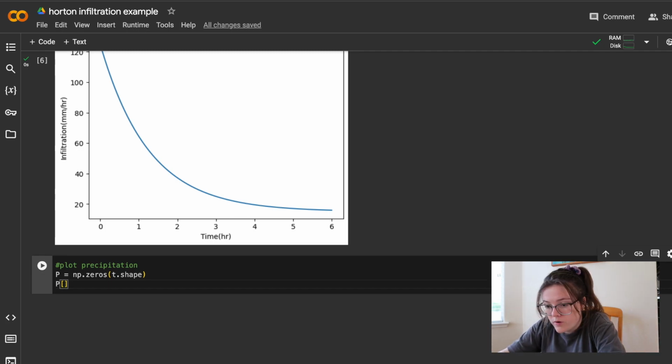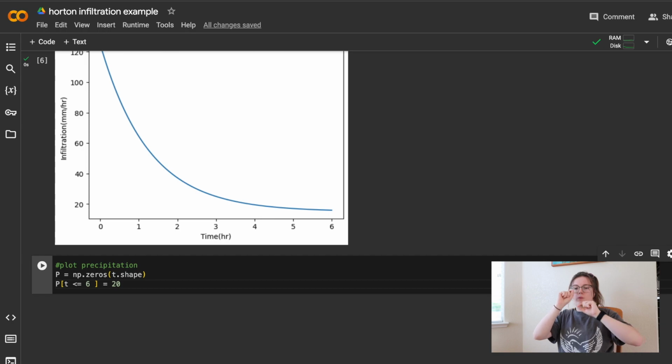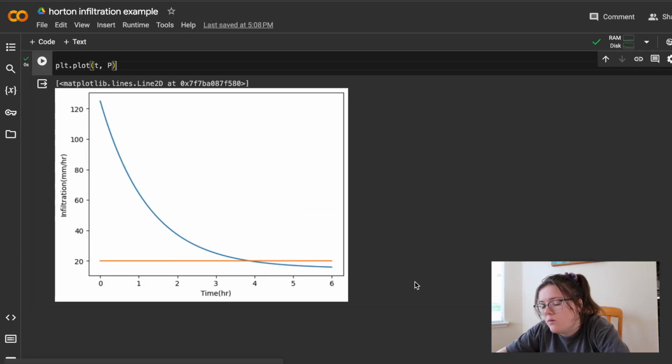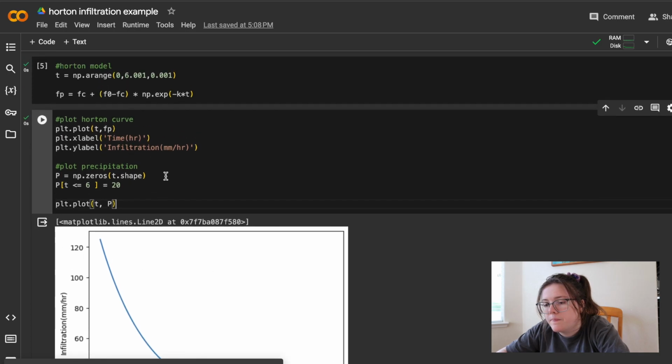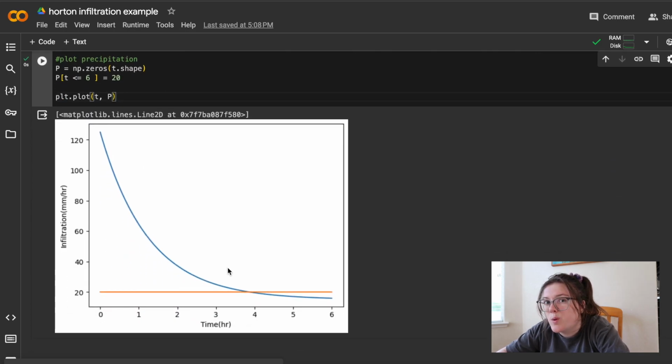So p for t values less than or equal to 6, we're gonna have a p of 20. And in the next more complicated example, I'll show you how we're gonna adjust that for when the precipitation rate is changing. I went ahead and moved that up to this same little box here so we could get them on the same plot.